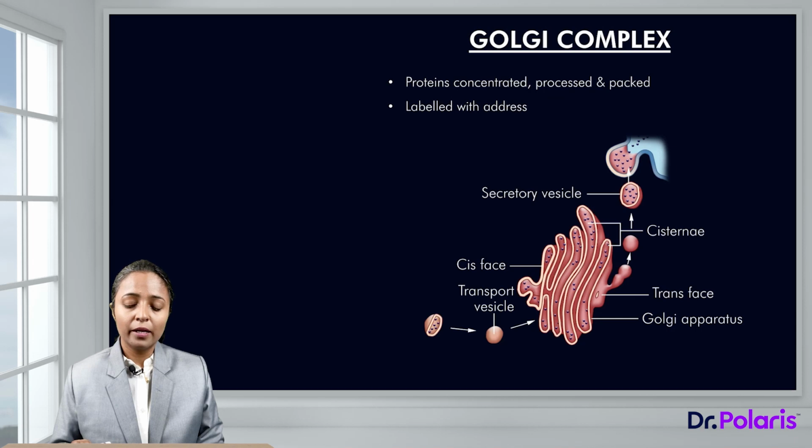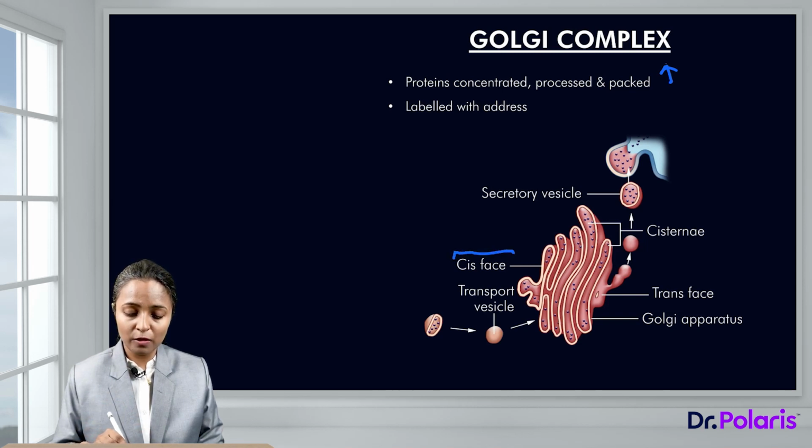Fine. Now, once the proteins are synthesized and folded in the endoplasmic reticulum, they move from there in vesicles. And this vesicle goes and fuses with another organelle, that is the Golgi complex. This Golgi complex has two different faces. One which faces towards the endoplasmic reticulum is known as the cis face, and the other side is known as the trans face. So the vesicle containing the protein comes and fuses with the cis face of the Golgi complex.